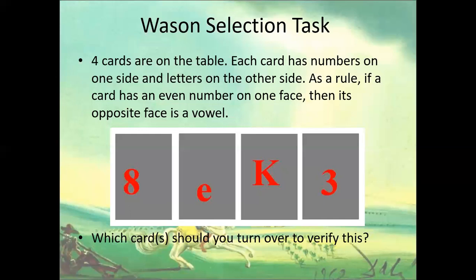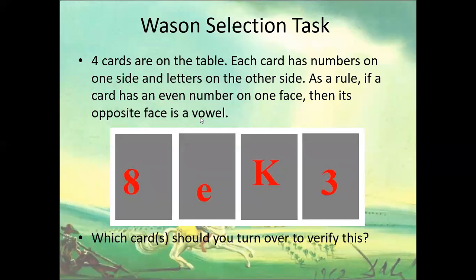There are 4 cards. Each card has a number on one side and a letter on its other side. So you can imagine these are 4 gray cards. You can overturn them. We don't know what's on the other side of these cards. And you're asked to verify a rule. The rule is, if a card has an even number on one face, then its opposite face is a vowel. And the question is, which card or cards would you overturn in order to verify that this rule is being upheld.